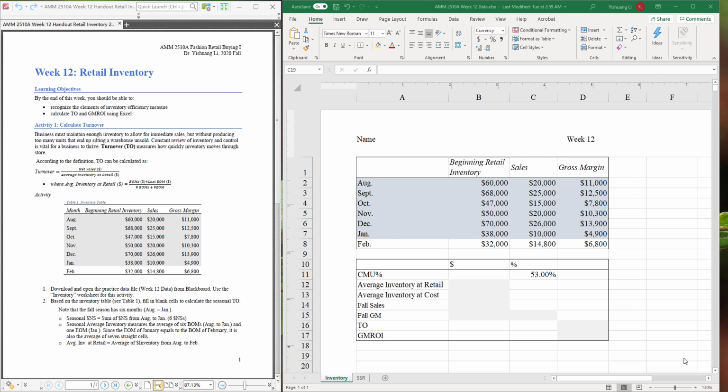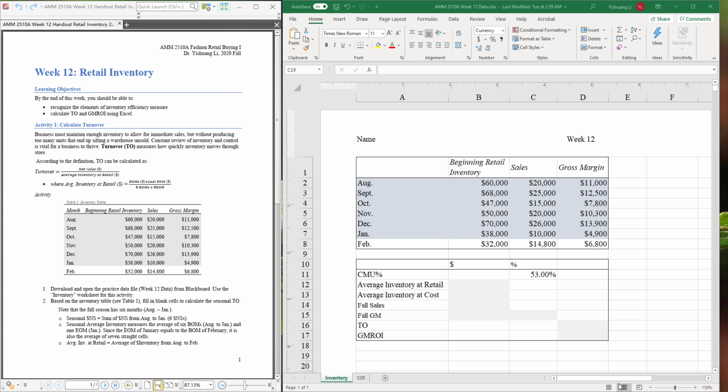Hi class, this week we are going to talk about inventory management. We specifically need to calculate three numbers: turnover, GMROI, and also we are going to calculate a planned inventory based on the SSR method.